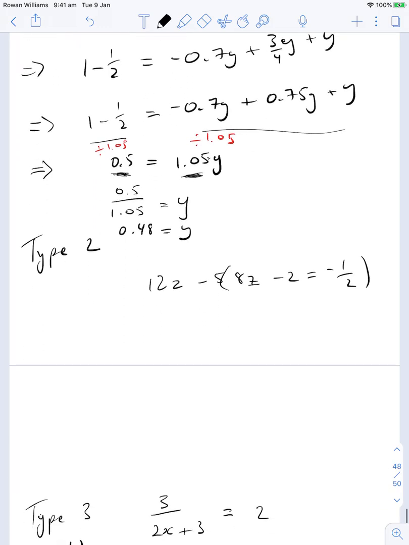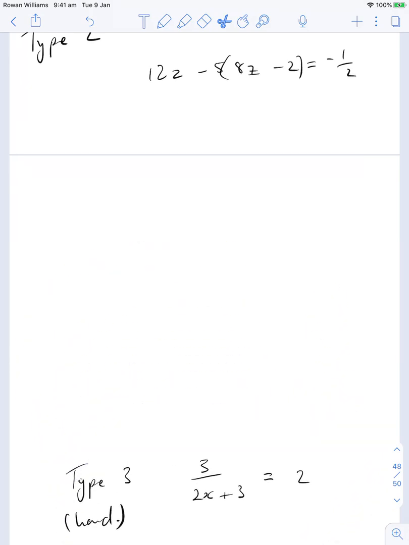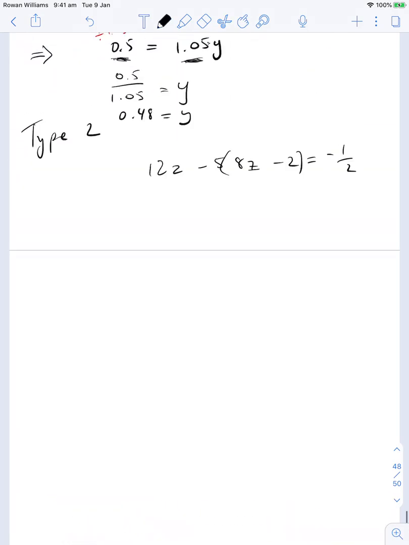The second type that we've got here is this type of question where we've actually got some brackets in there as well, and I've drawn this out poorly. It's just adding in a step really. The only step we're adding here is we've got to expand our brackets out to start with. So we're going to have 12z. So that's the first thing I'll do. I'll just expand my brackets out so I can see exactly what's going on.